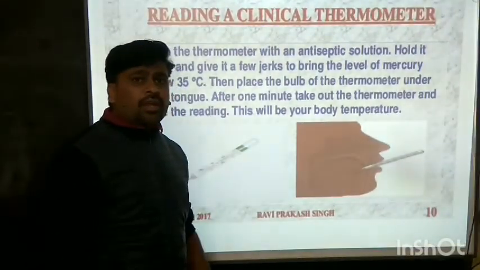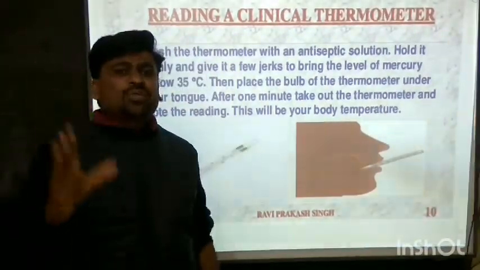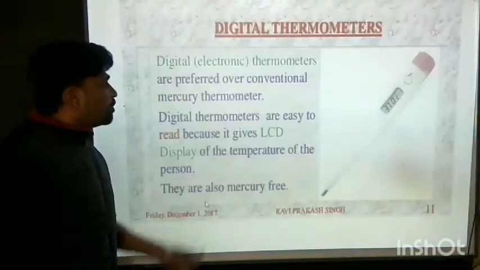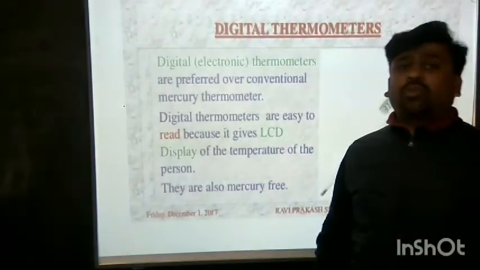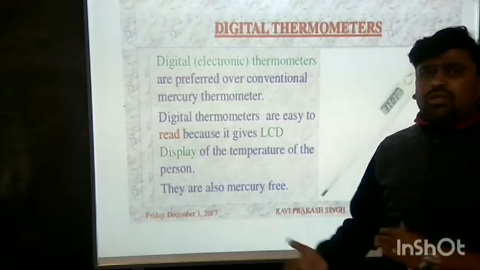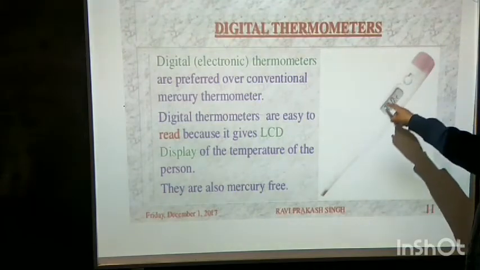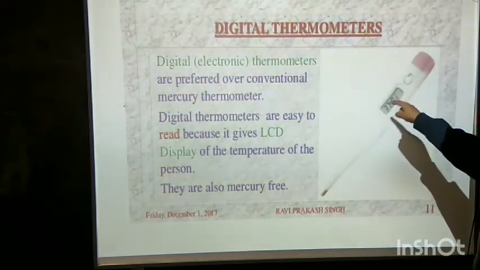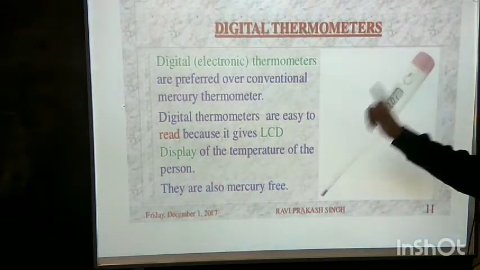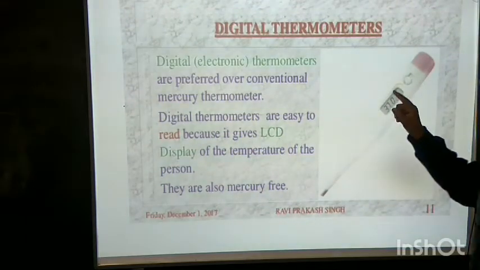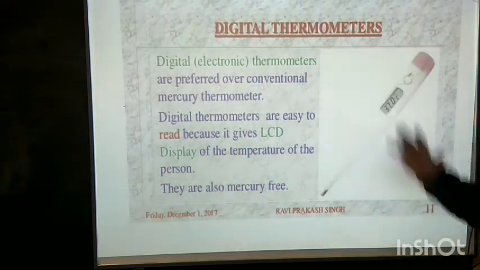See here, the tongue is kept inside. After 1 minute, take it out of the mouth and just look at it; it gives the temperature of your body. Clear? And the second type of thermometer is the digital thermometer. Nowadays doctors use the digital thermometer because it has an LCD display that directly displays the temperature of our body. Maximum the doctors nowadays are using the digital thermometer.